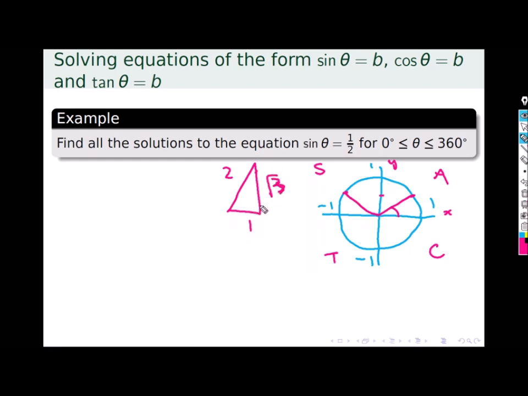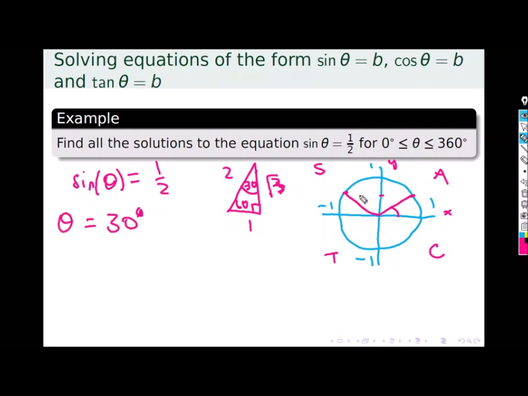This one has 2, 1, root 3. Remembering that this just comes from an equilateral triangle of side length 2 that you've cut in half. And this is 60 degrees because it's equilateral, and this is 30. So if you think about sine, it's opposite over hypotenuse. So 1 over 2, i.e. a half. So one of them, within this domain of 0 to 360, i.e. one revolution, theta could be, so sine theta is equal to a half.